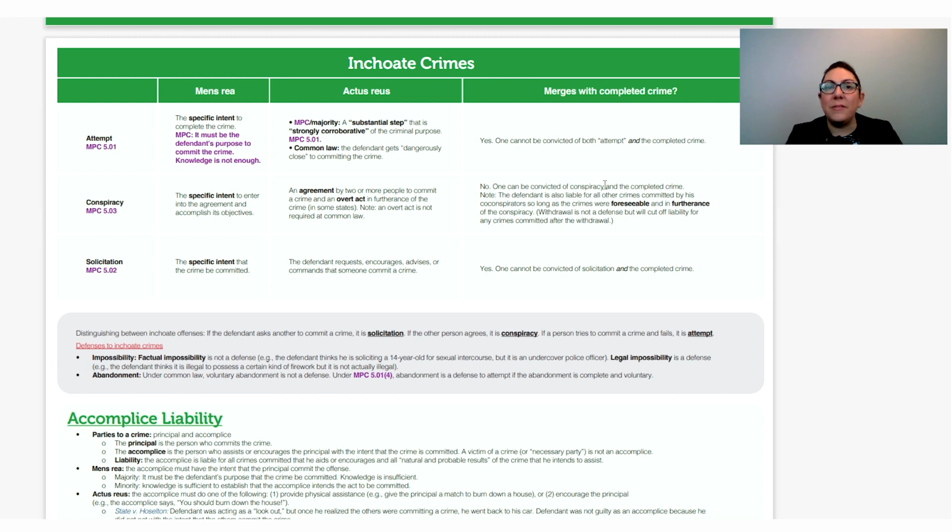I could be guilty of solicitation or the completed murder, but not both. So solicitation merges. Of the inchoate offenses, conspiracy is the only one that does not merge. Conspiracy is its own offense. Solicitation is an offense unless it's completed, in which case it merges with the completed offense. An attempt merges with the completed offense also if it is completed.